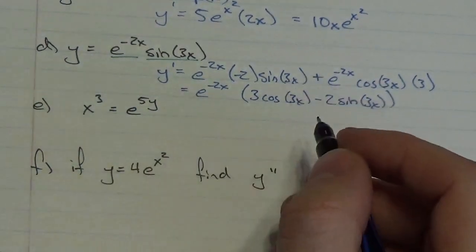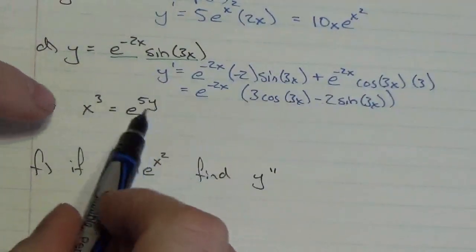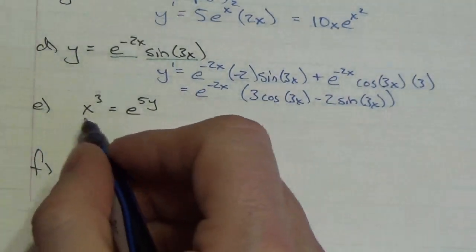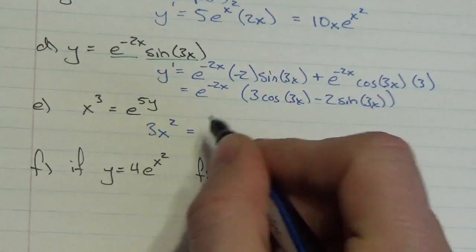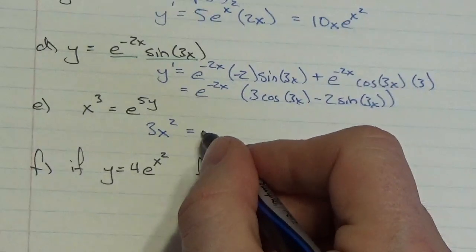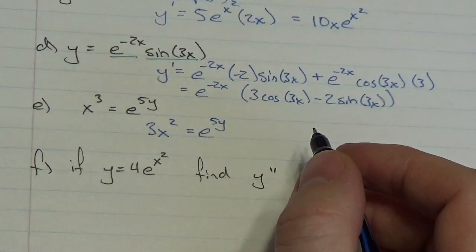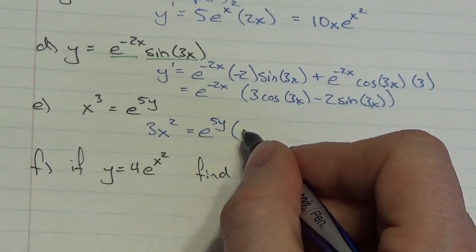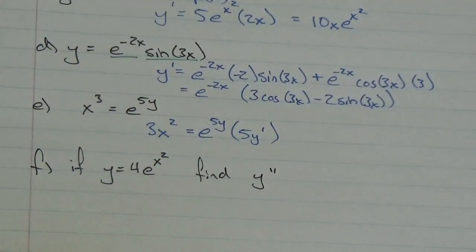Let's take a look at this one. Okay, well, you've got to be prepared for something like this. Notice that this one, I've got the y inside there. So when I take the derivative of this, it's got to be implicit. So the derivative of x cubed is just going to be 3x squared, no big deal. The derivative of e to the 5y is still just going to be e to the 5y until I get into the exponent. And that's going to be 5y primed when I take the derivative of that exponent there.